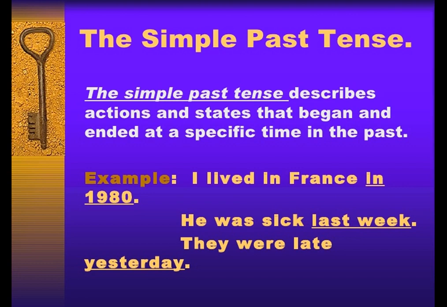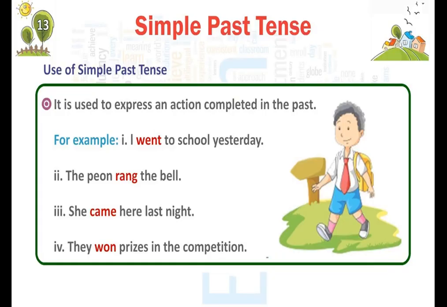And the second example is: He was sick last week. Here also the words "last week" show the specific time which has ended. And the same thing is shown in the third example also: They were late yesterday. Here also the word "yesterday" shows a specific time, which means it has happened. That is known as the simple past tense.